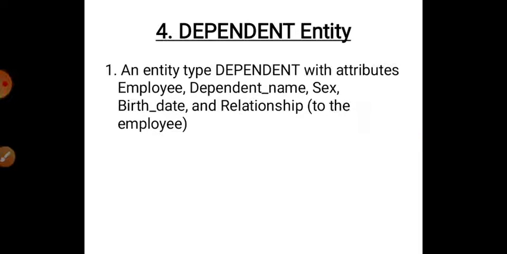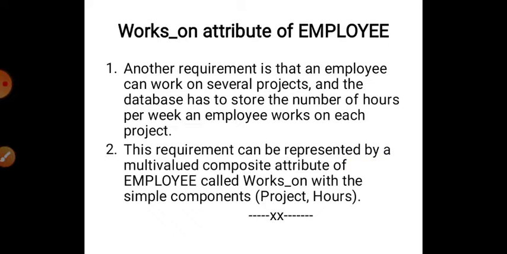Next entity is the dependent entity. An entity type dependent with the attributes employee, dependent name, sex, birth date, and relationship to the employee. So these are the attributes of the dependent entity, which we have studied in the diagram. Now there is one new attribute called works on, an attribute of employee. It is attached to employee.